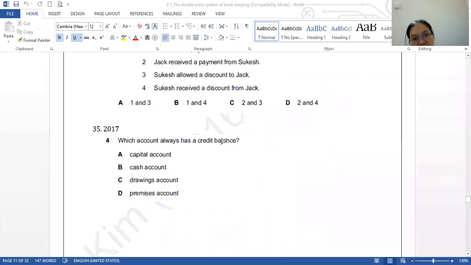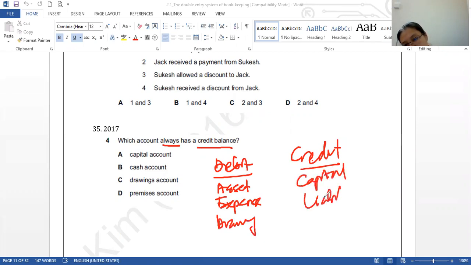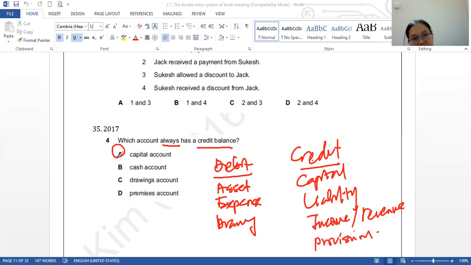Which account always has a credit balance? Always means must. So, the rule that I just mentioned: debit, you will have the asset, expenses, and the drawing, whereas credit is capital, liability, income or revenue, or provision account. So the answer must be A.